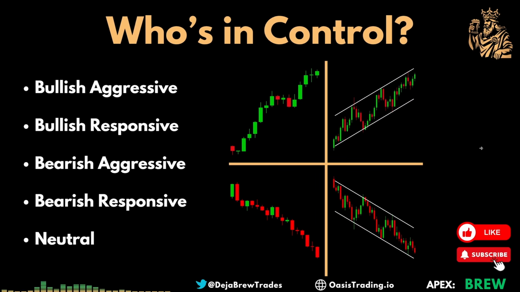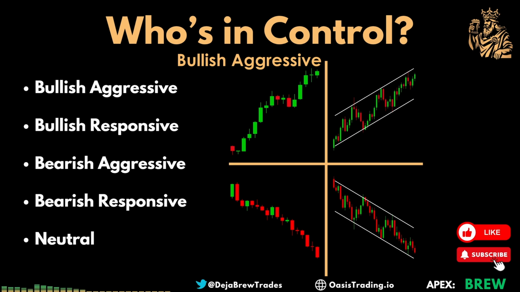So one thing I wanted to talk about is, I always talk about on stream, like who's in control. And I'm always referring to aggressive or responsive. What am I talking about when I talk about aggressive and responsive? There's 4 types of markets that you typically see. Well, 5 types if you include the neutral type. But you typically see bullish aggressive, bullish responsive, bearish aggressive, bearish responsive, and then that 5th type, that neutral type, where you're not really in one of these 4 types of a day.